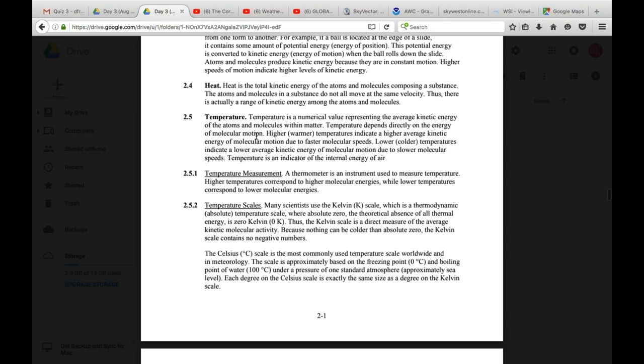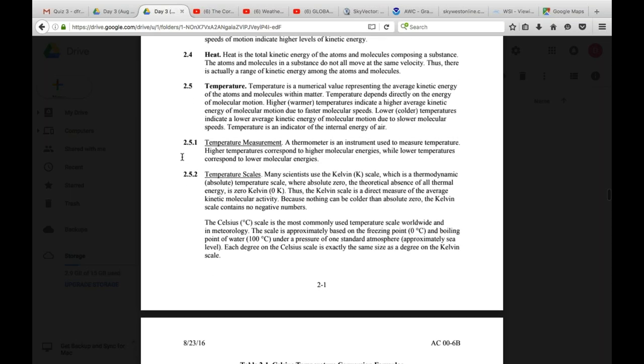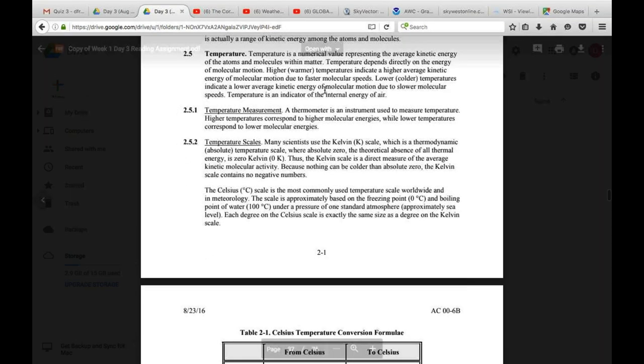So how fast are those molecules moving? Are they moving super fast? Then we're going to end up with warmer temperatures. Are they not moving very fast at all? We're going to end up with lower temperatures. Temperature is an indicator of the internal energy of air. Temperature measurement on the thermometer.